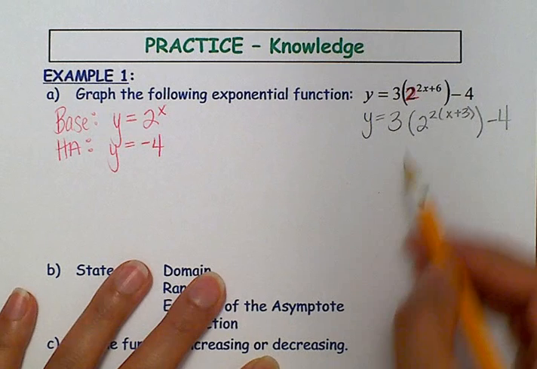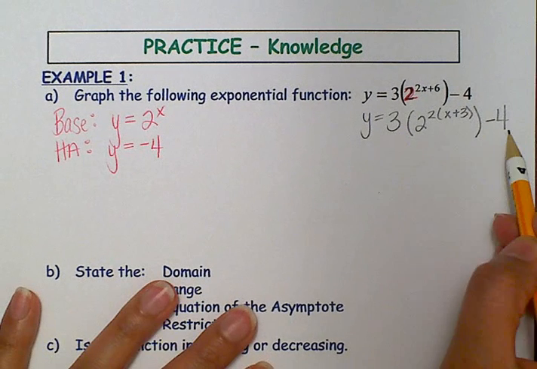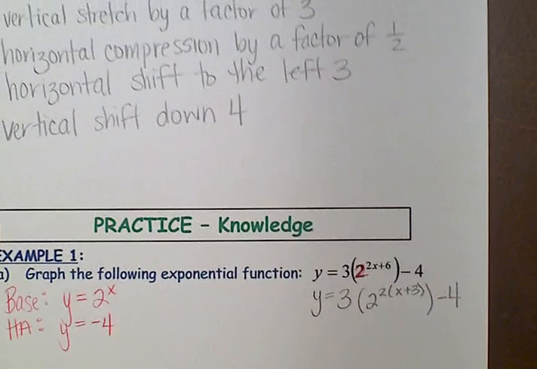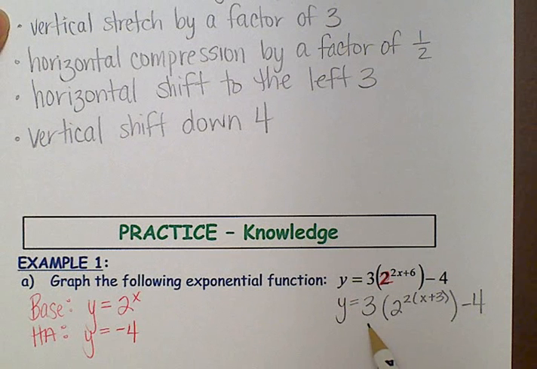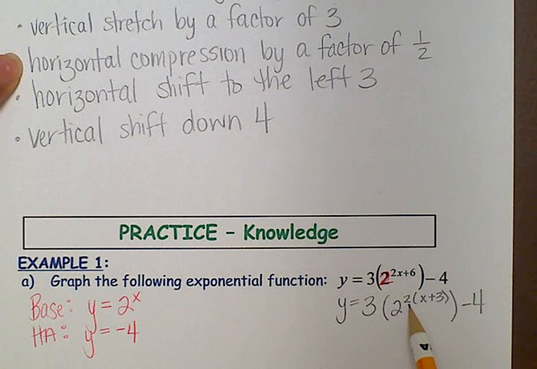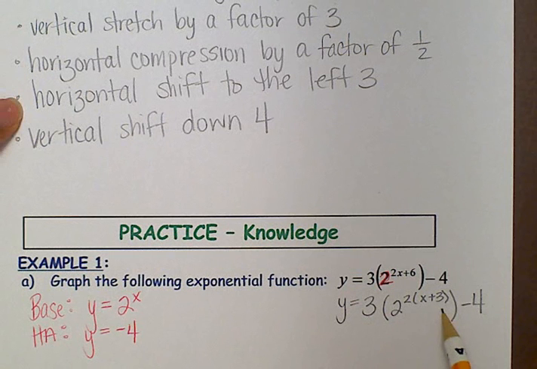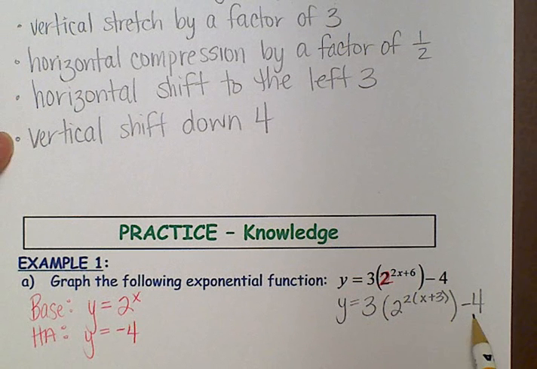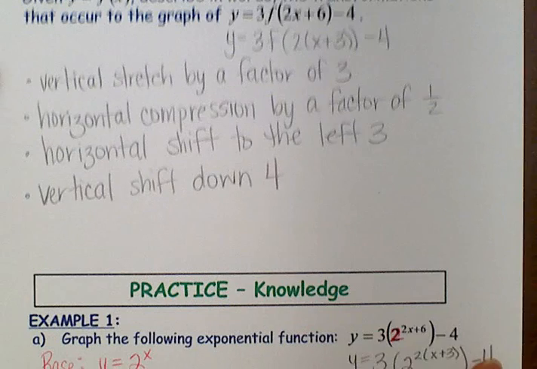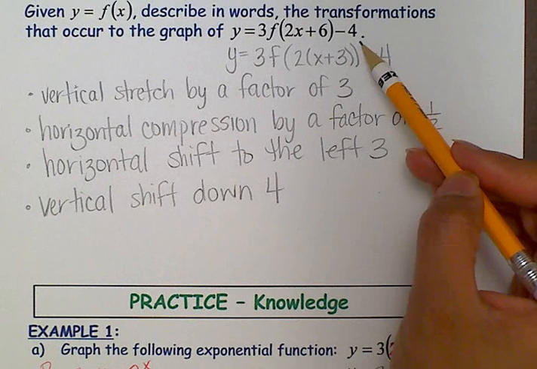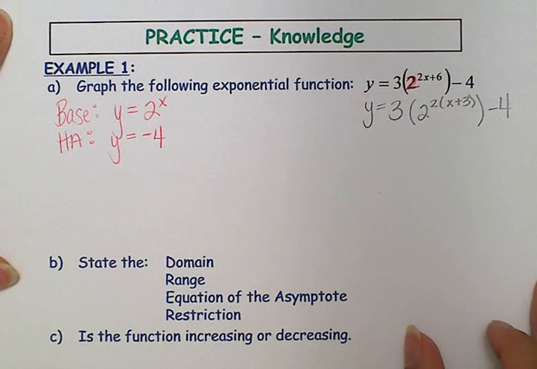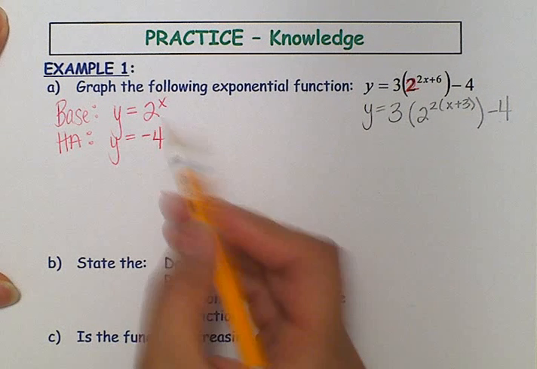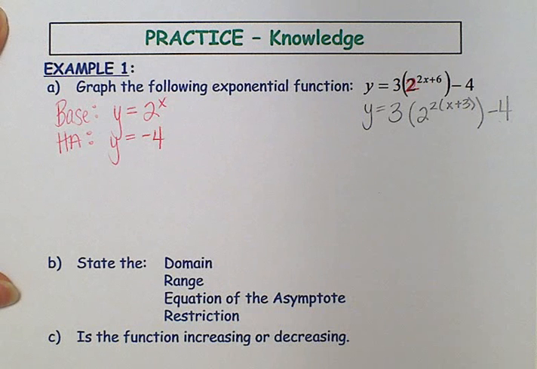You'll notice that the 4 different transformations we have here are the same as the ones we just saw in the warm-up. We have a vertical stretch by a factor of 3, a horizontal compression by a factor of a half, a horizontal shift to the left 3, and a vertical shift down 4. The equation in the warm-up was for a general function, any function. So we're specifically looking at those particular transformations being applied to an exponential function, and the base of the exponential function in this case happens to be y equals 2 to the exponent x.